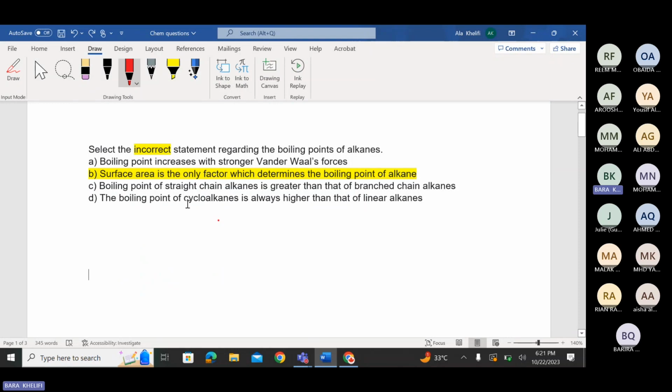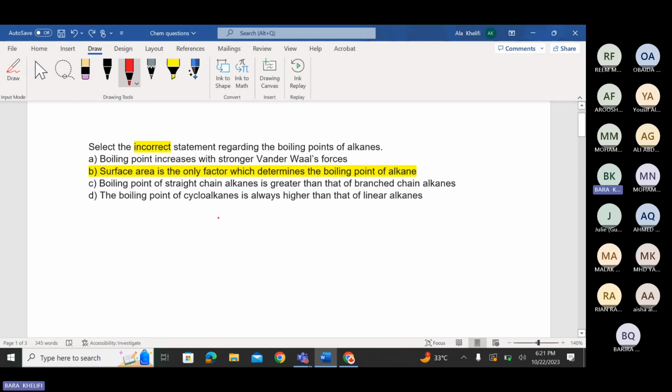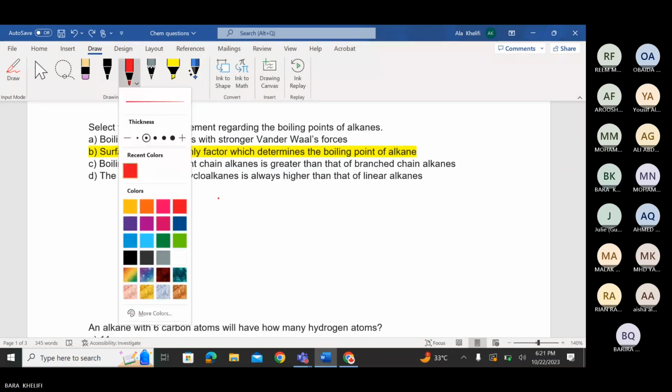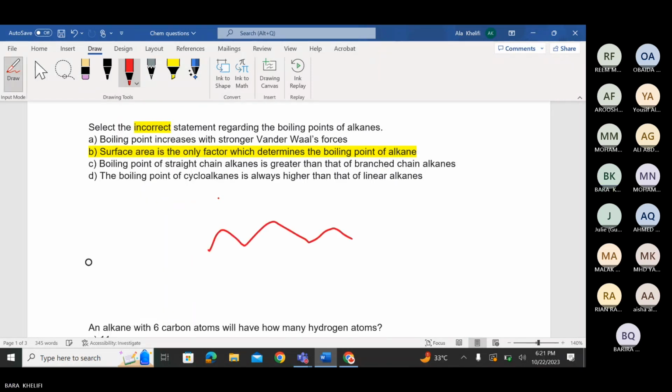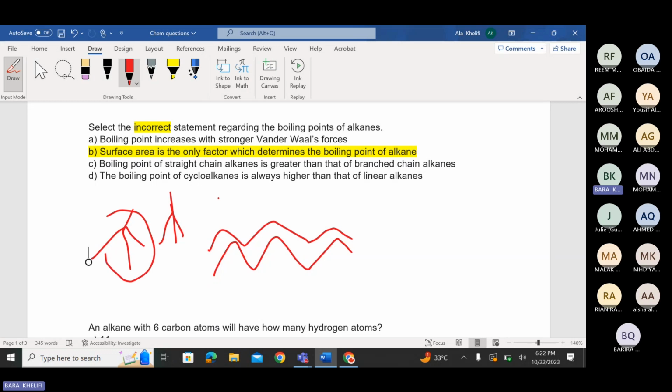So here, for example, the boiling point of chain alkanes. For example, we have a chain alkane, and now it's attached to another chain alkane. So now you have greater surface area than one that's branched, for example. So the surface area of a branched one is less than a straight line, a linear alkane.